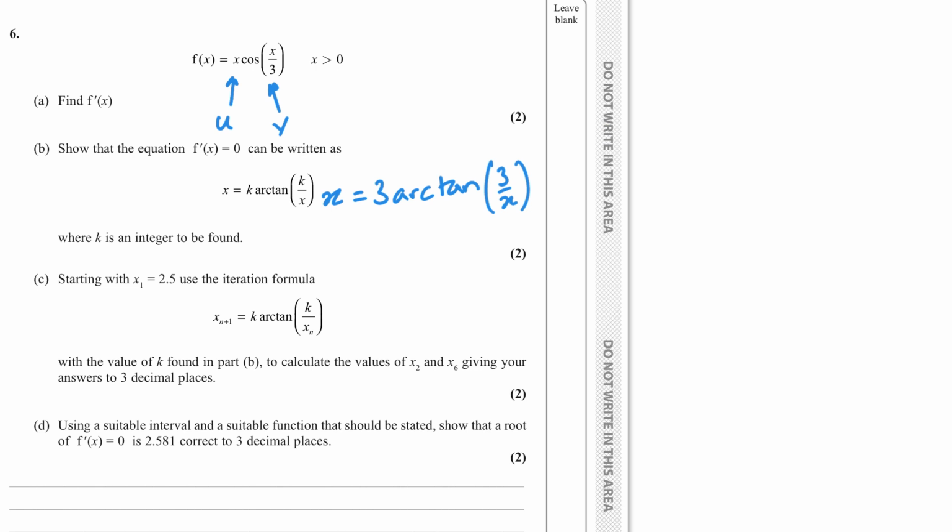So part C is all about substituting into my calculator. So the first thing I want to do is start with 2.5.